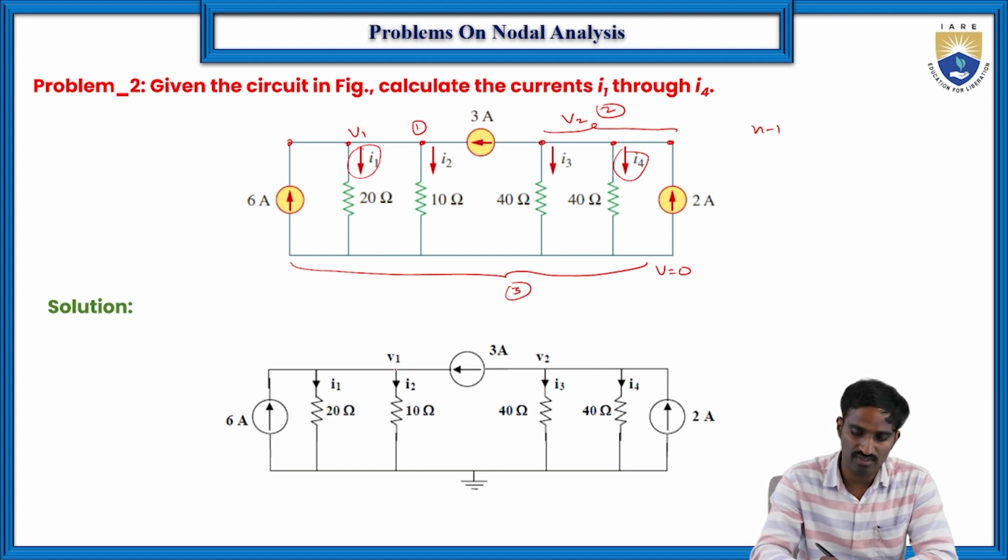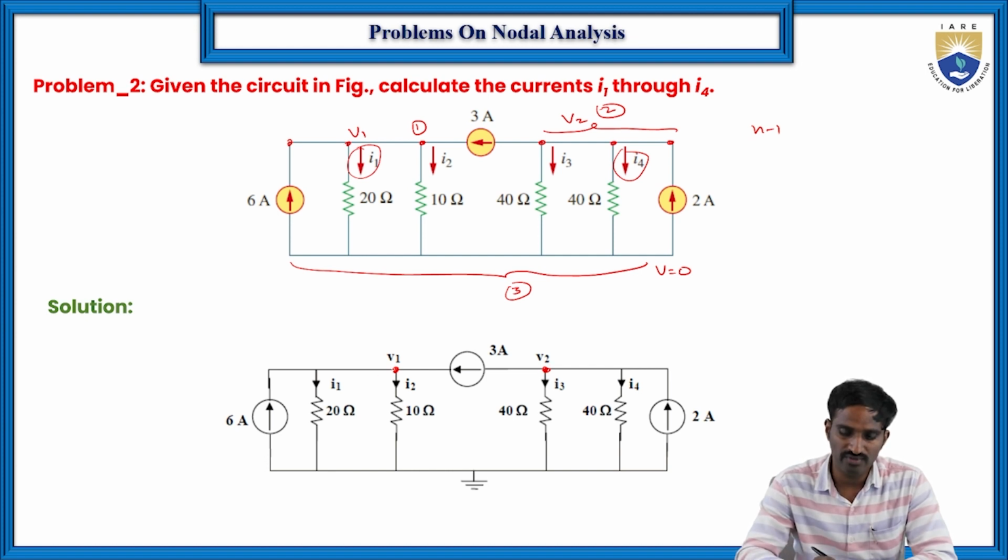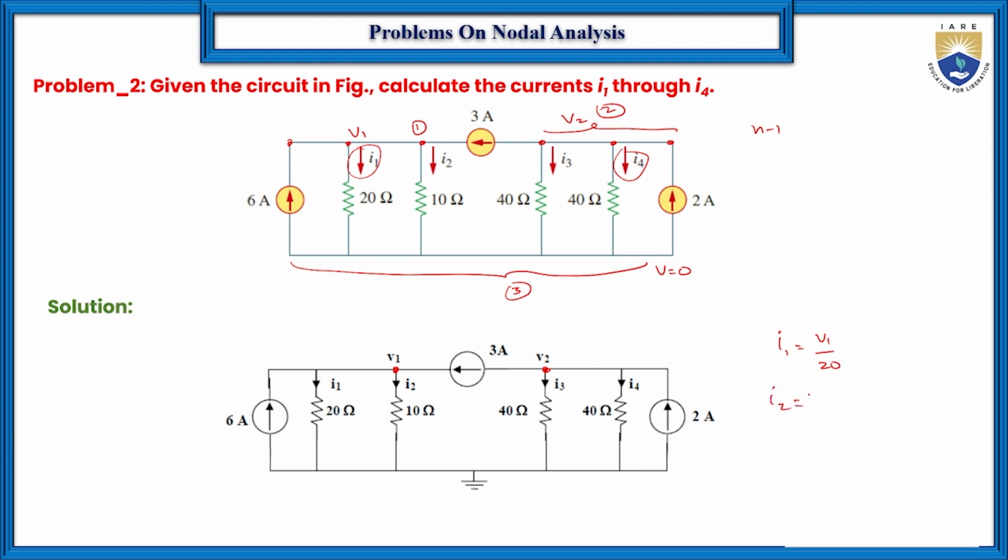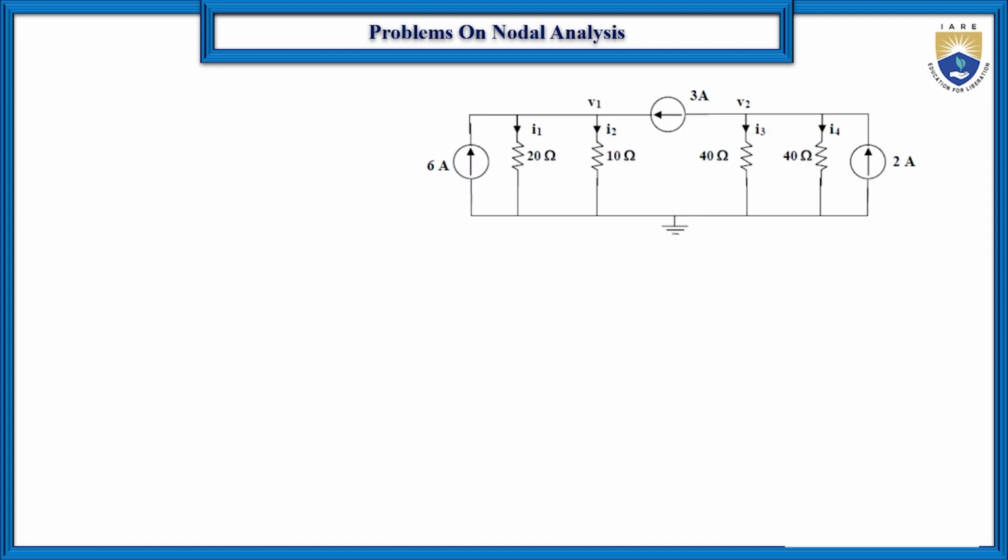In the same way, here they have written it like this. You can see here it is V1 and here it is V2. Now if you know the V1 and V2 values, then it is easy to find the currents I4 and I1. I1 is equal to V1 by 20, and I4, which they have asked us to find, is equal to V2 by 40. So if you know the V1 value and V2 value, then it is easy to find the I1 and I4 values, right? Then further, we write the nodal equations for this particular circuit.